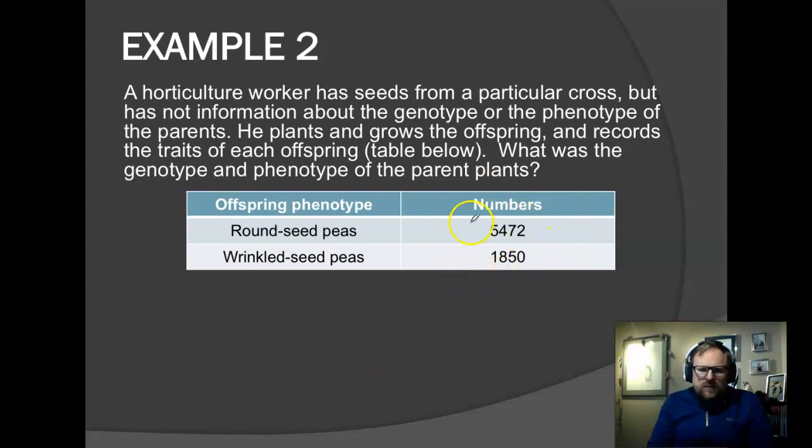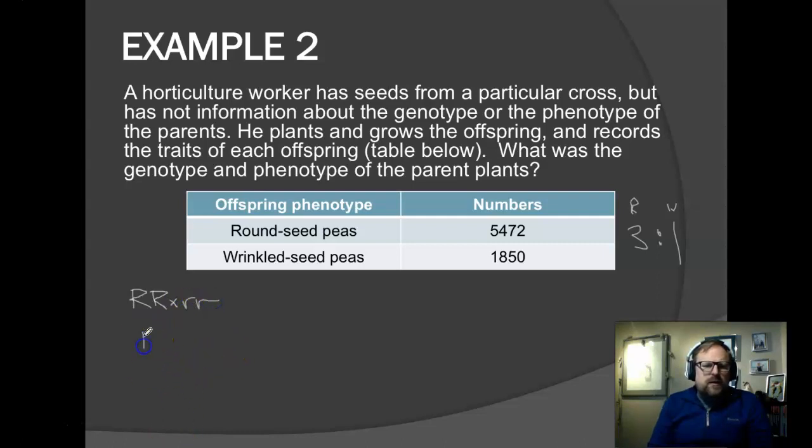I would look at these numbers first. And looking at these numbers, I would say that 5,472 is about, and it's not perfect, but it's about 3 times the 1,850. So I would say that we would have about a 3-to-1 ratio of, in this case, round to wrinkled. So if we have a 3-to-1 ratio, what possibilities of parents is going to produce a 3-to-1 ratio? Well, one possibility is one parent could be big R crossed with little r.